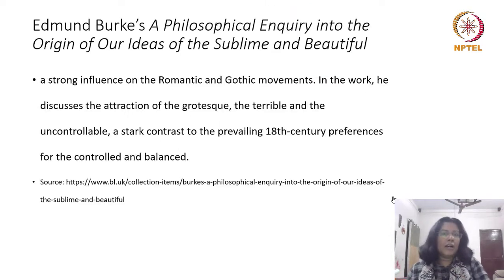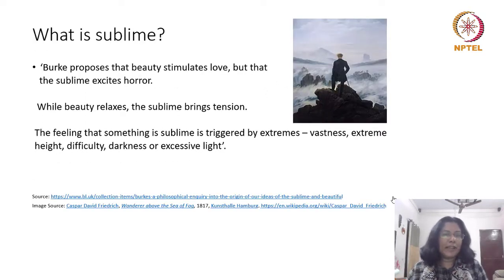And Burke's ideas have been highly influential on the Romantic and the Gothic movements, and he discusses the human imagination's attraction towards the grotesque, the terrible, and the uncontrollable. And so he also talks about the 18th century preferences and the differences between the balanced and controlled appearance and its contrary. So what exactly is sublime?